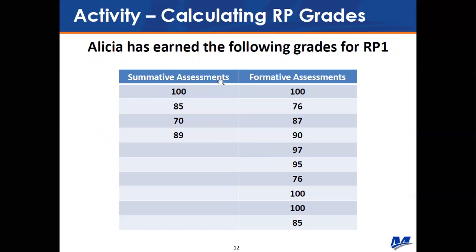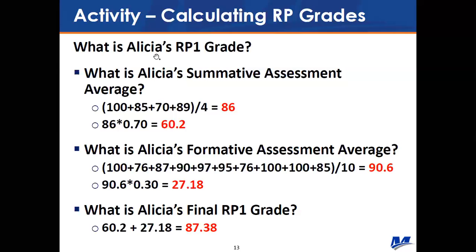So we see here Alicia. She's earned the following grades for RP1. She has 4 summative grades, and you can see what those grades are right here. And then she has 10 formative grades, and you can see the formative grades right here. So what is Alicia's RP1 grade?